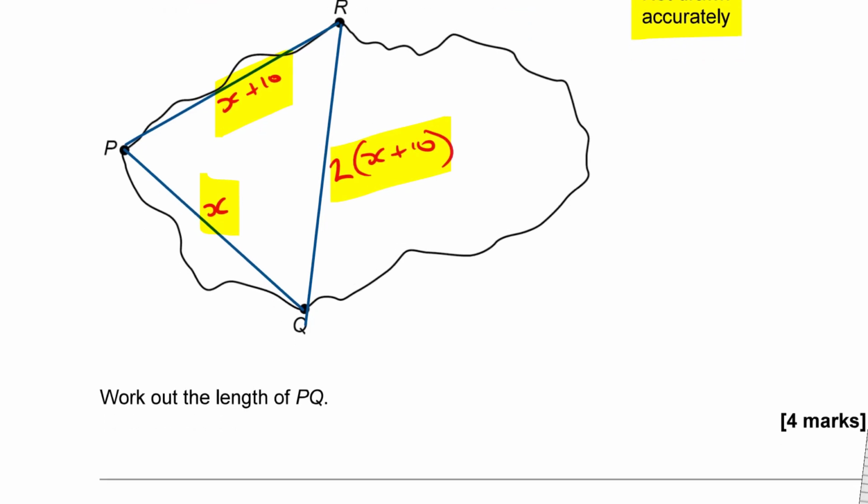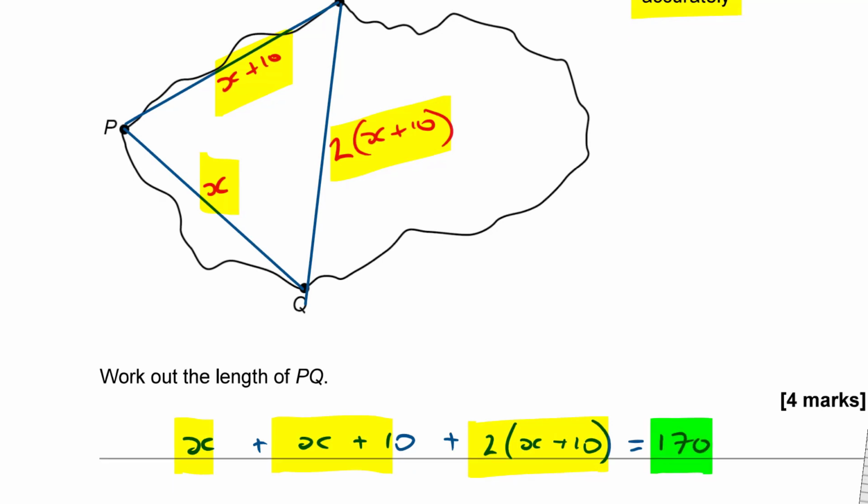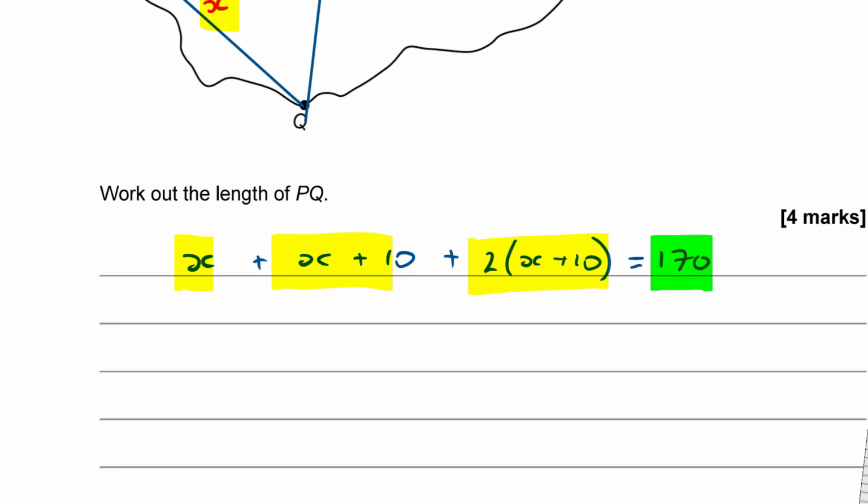Okay, so let's just write that down. So I've got my x, x plus 10, and 2 lots of x plus 10. And I know that that is 170. These were my three roads, and this was the total I was given in the question. Now it's a matter of collecting like terms together and then seeing if we can solve this for x. So let's remove the brackets to start with. That's going to give me 2x plus 20, isn't it? I've still got my 10 and my x and my other x on this side.